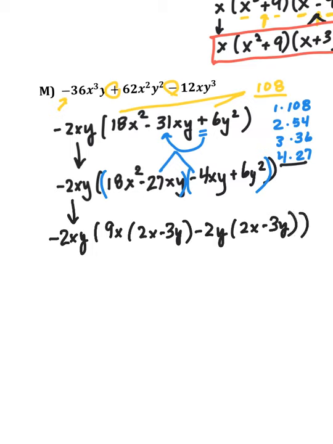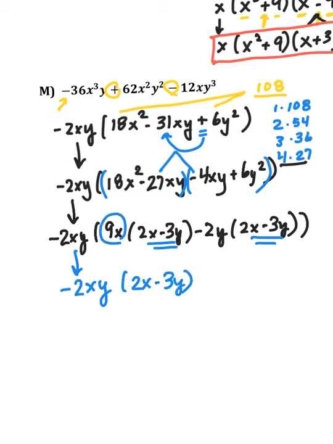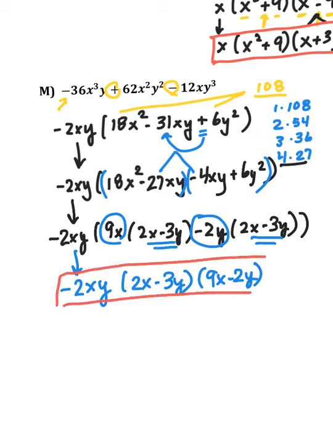Okay, let's get to our final answer. Final answer. Bring down that original GCF, negative 2xy. What do they have in common in the parentheses? It's the 2x minus 3y. And what's left over here? 9x minus 2y. You are finally at our factored completely answer.